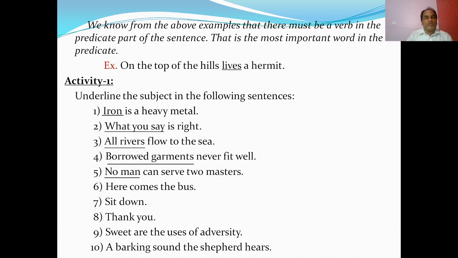Here comes the boss. So this is something different. Where is the subject? The boss is the subject, and it comes at the end of the sentence. That means we can write this sentence in other way. The boss comes here. Okay, so here comes the boss. The boss is the subject. Here comes is the predicate.